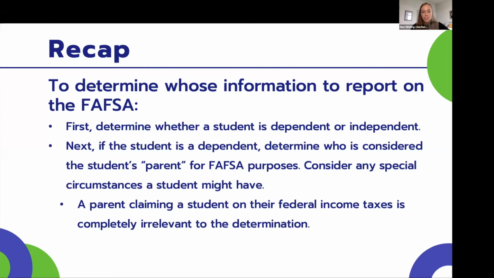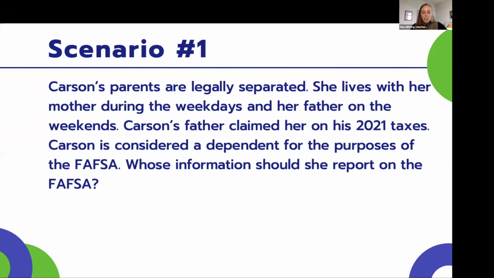So we're going to do a couple scenarios now. So scenario one, Carson's parents are legally separated. She lives with her mother during the weekdays and lives with her father on the weekends. Carson's father claimed her on his 2021 taxes. And Carson is considered a dependent for the purposes of the FAFSA. Whose information should Carson report on the FAFSA?